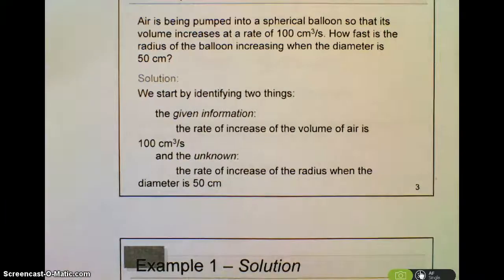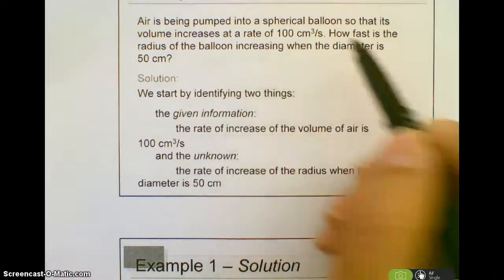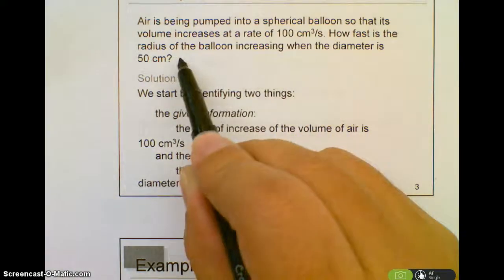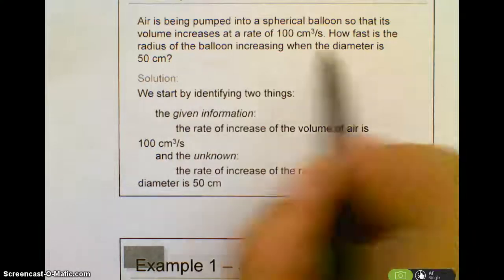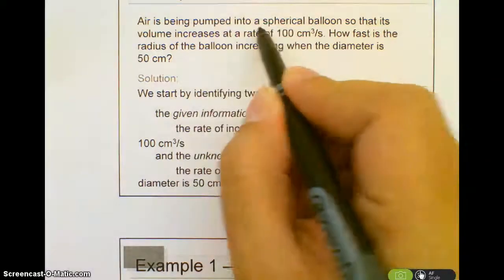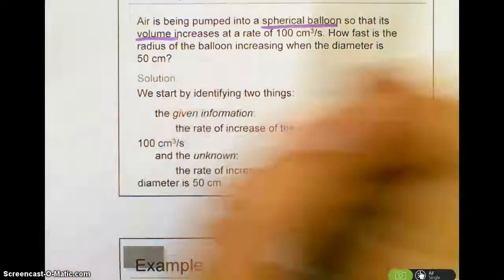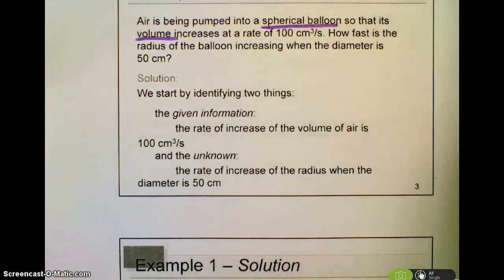It says air is being pumped into a spherical balloon so that the volume increases at a rate of 100 cubic centimeters per second. How fast is the radius of the balloon increasing when the diameter is 50 centimeters? There are several things I want you to be aware of. They are not telling you that it's a sphere, but it says a spherical balloon, so that makes me think of a sphere. Now it says the volume increases, so rather than thinking of the surface area equation, I'm going to think of the equation of the volume for a sphere.